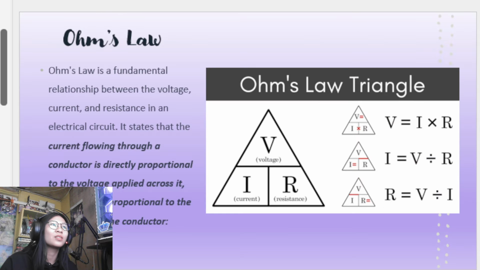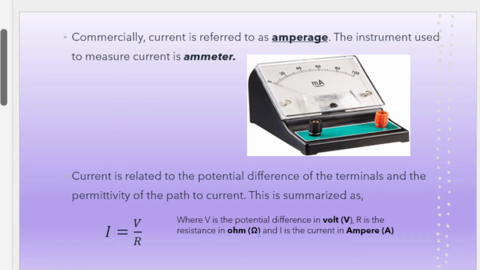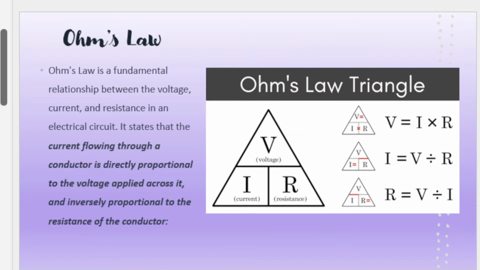Now, let's go back to this part here. We did talk about the relationship between these three. Current is directly proportional to the voltage, and current is inversely proportional to resistance. Therefore, their relationship is what we call Ohm's law. Ohm's law is the fundamental relationship between voltage and current together with resistance.